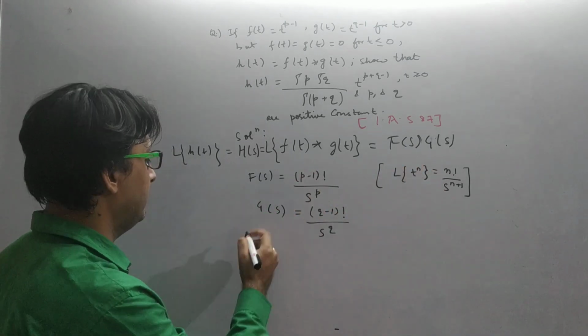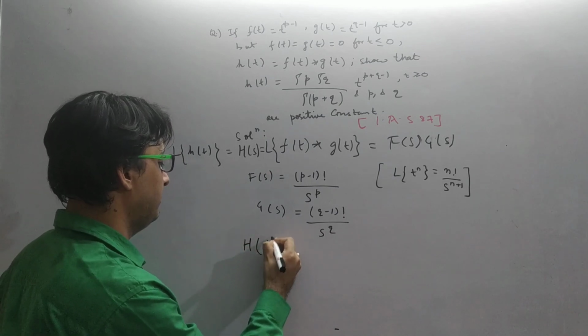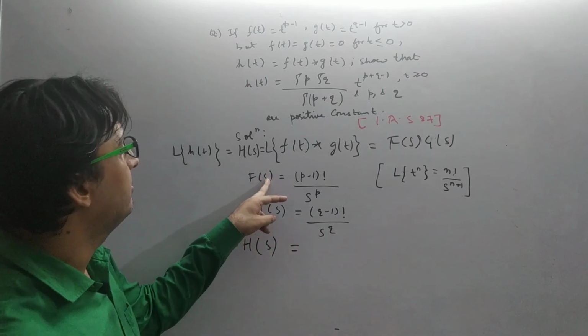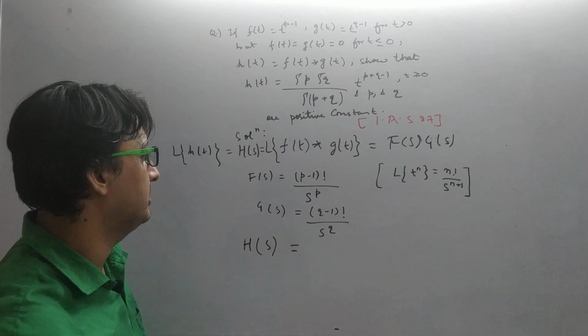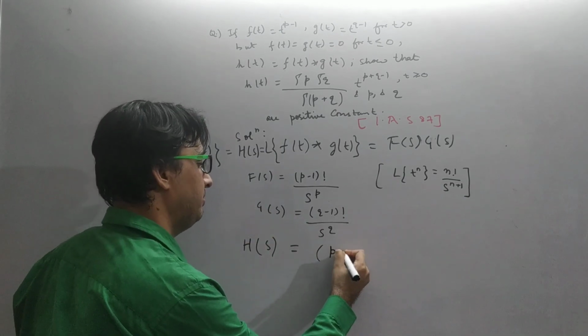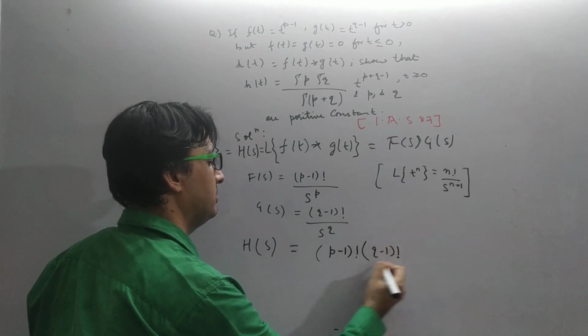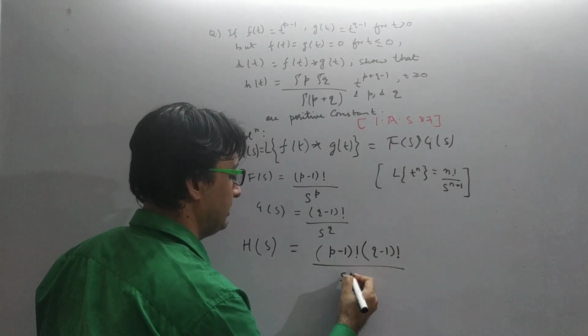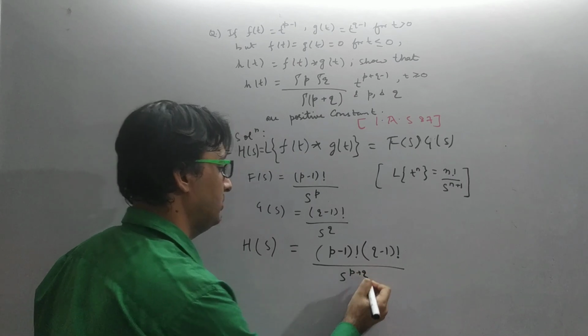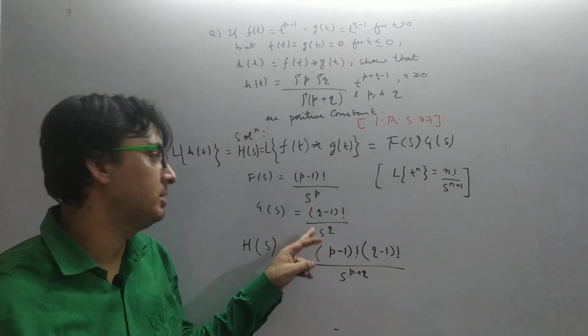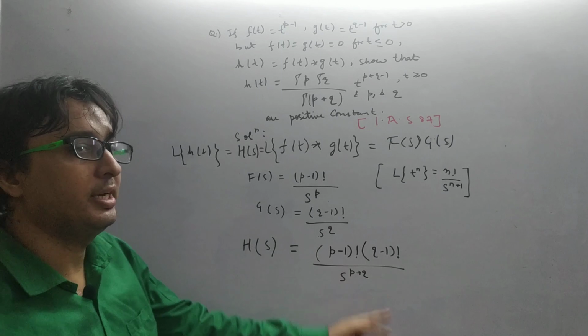So we get H(s). What is it? Multiplication of F(s) and G(s). So this amounts to p minus 1 factorial into q minus 1 factorial divided by s to the power p plus q. If we multiply both in the denominator, the exponents get added.